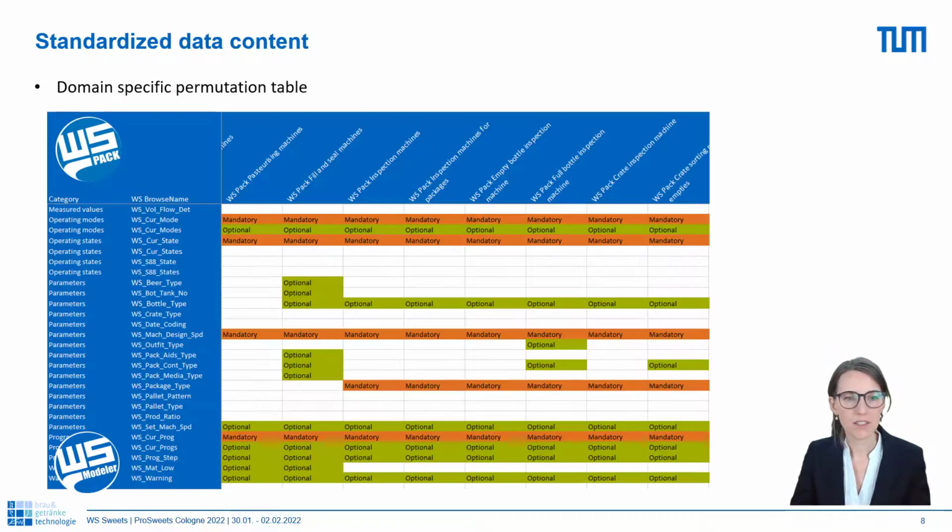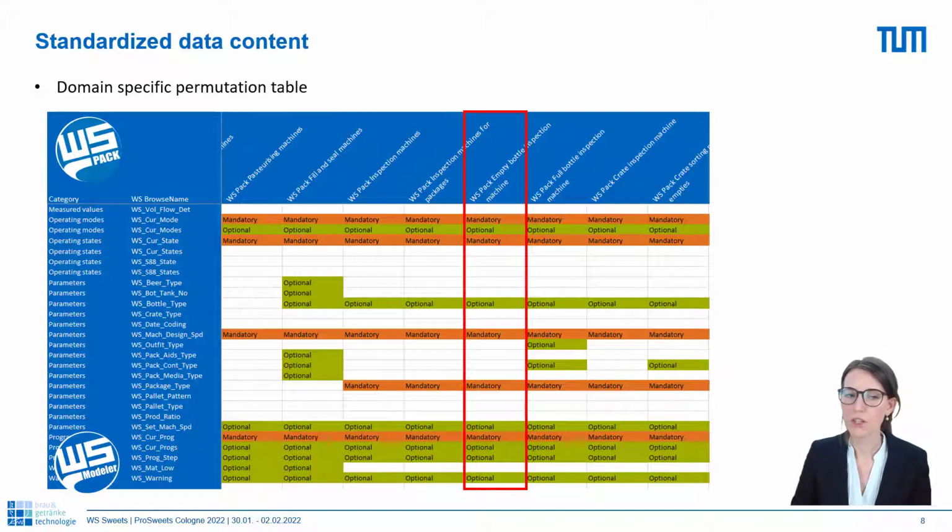And last but not least, one point for the data content is the permutation table. It's also domain specific, and here you can see which data points are mandatory for a machine, or which data points can optionally be provided by a machine.